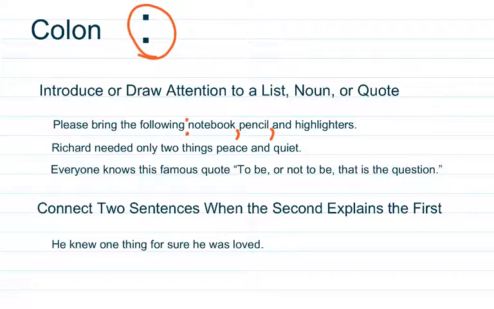That was pretty simple. Now, in the next example, we're drawing attention to a particular noun or noun phrase. Richard needed only two things: peace and quiet. So because we're introducing this noun, we're not just saying Richard needed peace and quiet. We're drawing special attention to it. He needed only two things: colon, peace, and quiet.